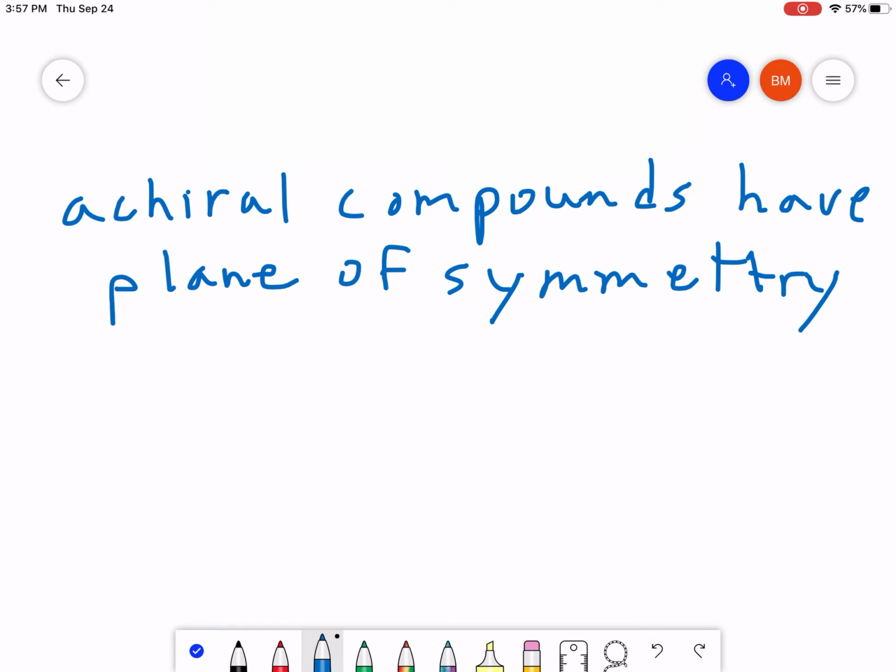Chiral compounds do not. Okay? So if you can identify a plane of symmetry, then that makes your life a little bit easier, right? You can recognize that it's achiral. All right? Let's look at a couple of the examples we've gone over before.